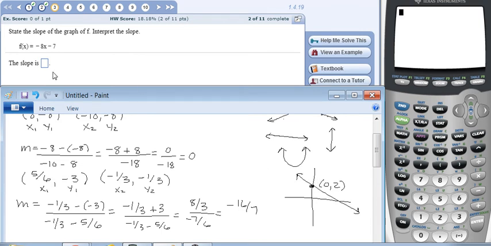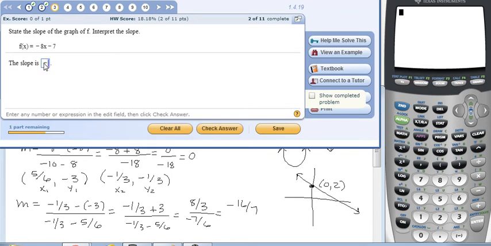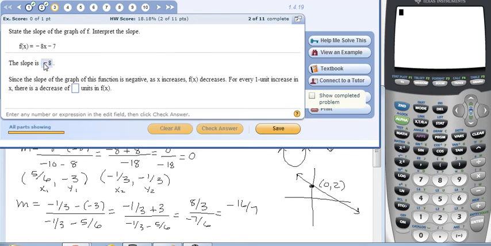So that's where it's going to cross. Okay? So here we know that the number in front of the x is a negative 8, so we can just put that in there. Right? That's all we need. And it says since the slope of this graph is negative, as x increases, the line decreases. The function or the y values decrease. All right, and it says for every 1 unit increase in x, there is a decrease of, well, what does that mean?